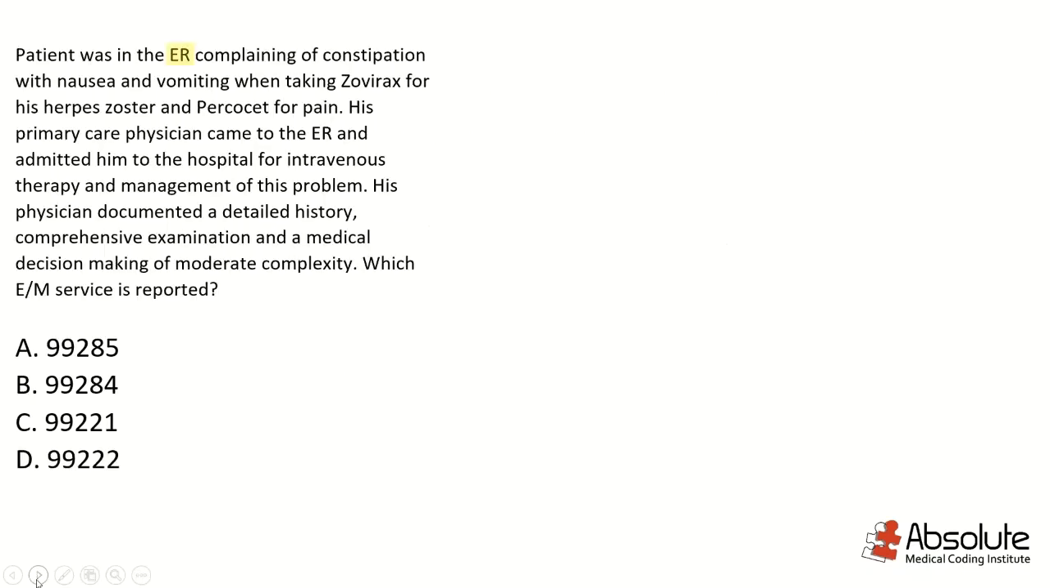So let's go to our scenario and highlight the keywords. We have ER, okay? I know that I have ER codes here, so that looks good. We have ER again. We have admitted, we have admitted to the hospital. Okay, now I have two locations that I'm dealing with. And here's my HIM: detailed history, comprehensive exam, medical decision-making of moderate complexity.